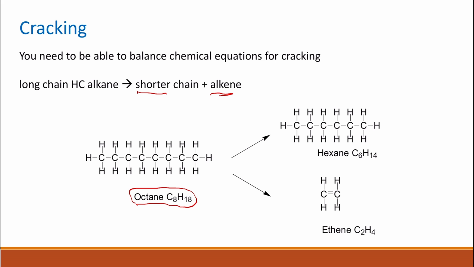8 carbon chain hydrocarbon, which is quite a long chain. When it undergoes cracking, it can give you a shorter chain hydrocarbon, hexane, which is a 6 carbon atom chain alkane, and it will give you ethene, which is an alkene with the double bond there, and this is only 2 carbon atoms. This is a balanced equation where one octane will give you one hexane and one ethene.